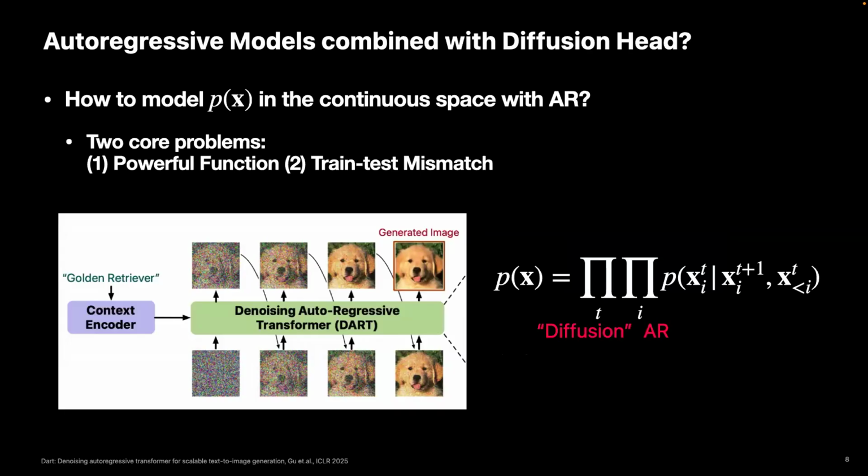But the core problem to me is, if you want to use autoregressive models in continuous space, there are two core problems. First, you want to find a very powerful function to capture the complexity of the distribution, like a multimodal distribution, where people use diffusion models. And second, we need to better minimize the train-test mismatch.